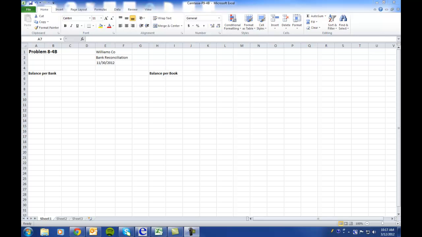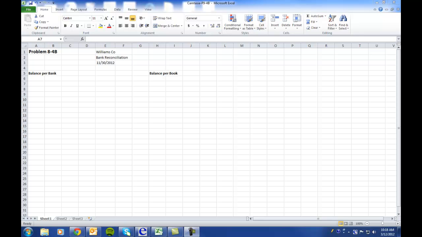Okay, the demonstration for Chapter 8 will be problem 8-4B, beginning on the bottom of page 404. So what we're going to do is calculate the bank balance and compare that to the book balance. And we're going to make adjustments to both types of accounts.